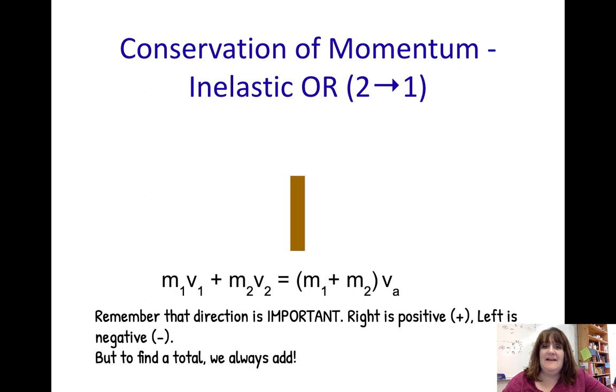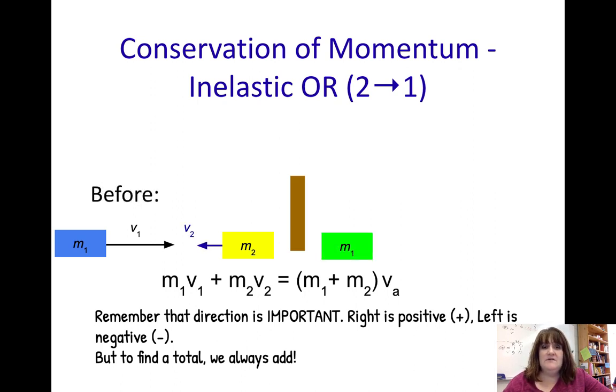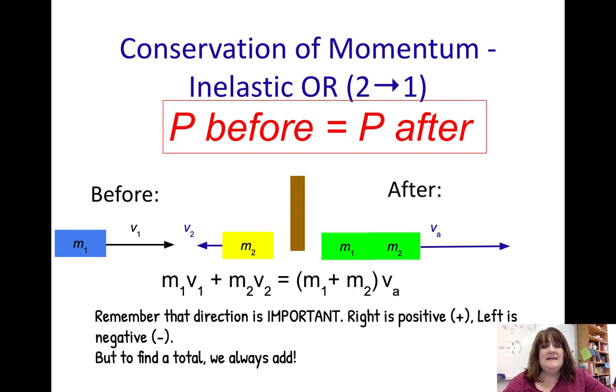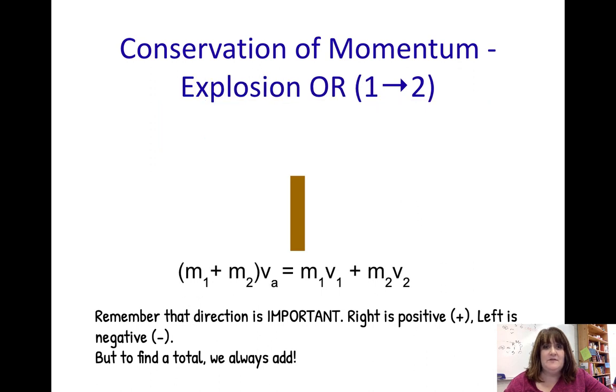Looking at an inelastic or a 2 to 1, same thing. Blue box headed to the right, yellow box headed to the left before. Turn into, because remember, yellow and blue make green, a box headed off to the right after. And again, direction is important. But the key equation is that the momentum before is equal to the momentum after.